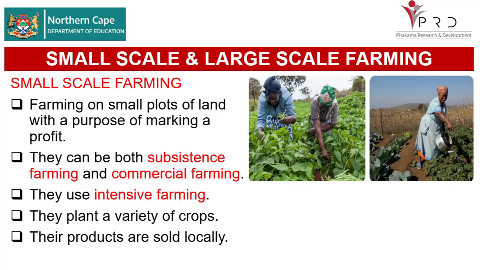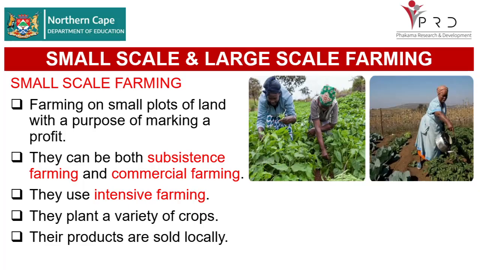So number 1, we are saying it's the small scale farming. Your small scale farming is the farming on a small plot of land. As the word says, small scale farming. So it's the farming on a small plot of land with a purpose of making a profit. So with the purpose of making what? A profit. But now it's on a small plot.